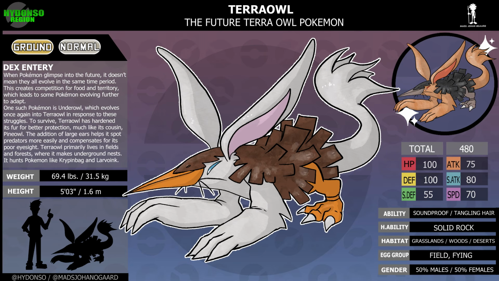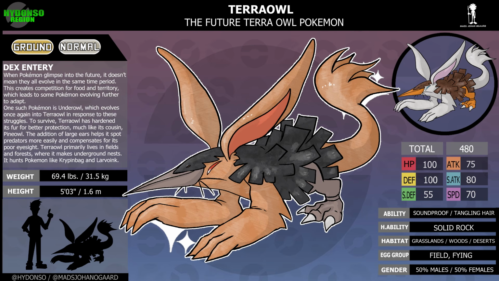Terraowl, the Future Terraowl Pokemon. Ground Normal type. Abilities: Soundproof and Tangling Hair. Hidden ability: Solid Rock. Dex entry: When Pokemon glimpse into the future, it doesn't mean they all evolve into the same time period. This creates competition for food and territory, which leads to some Pokemon evolving further to adapt. One such Pokemon is Underowl, which evolves again into Terraowl in response to these struggles.